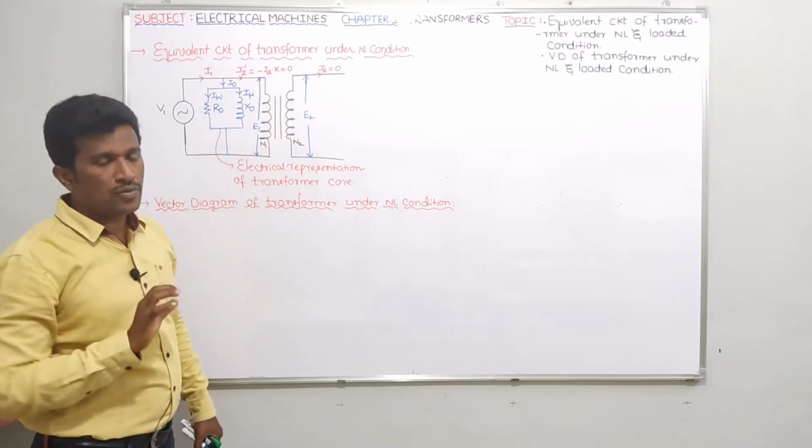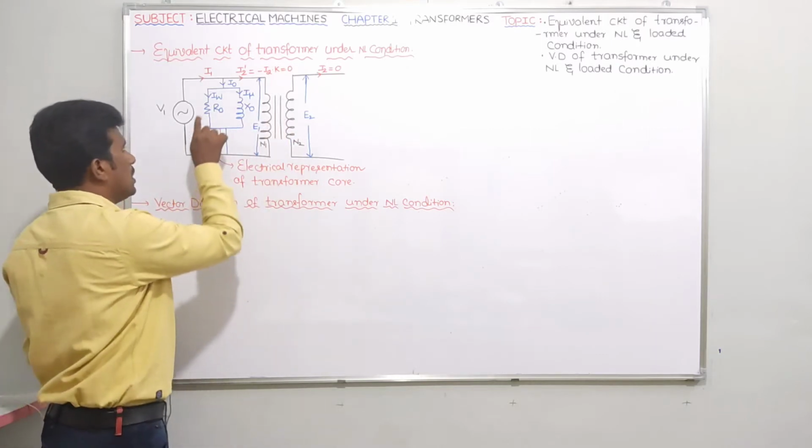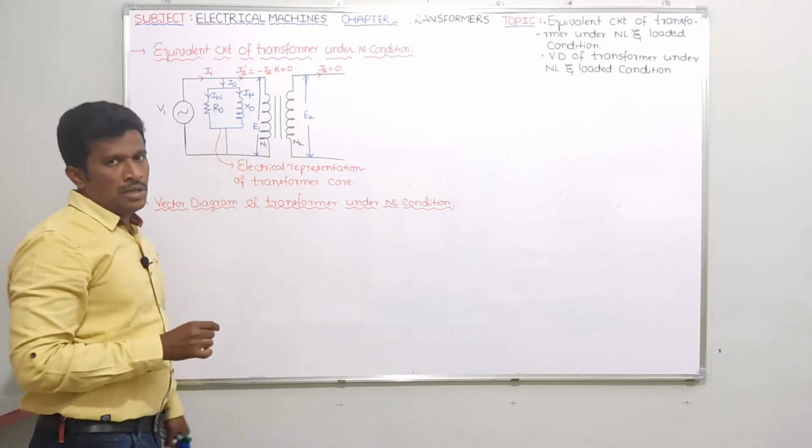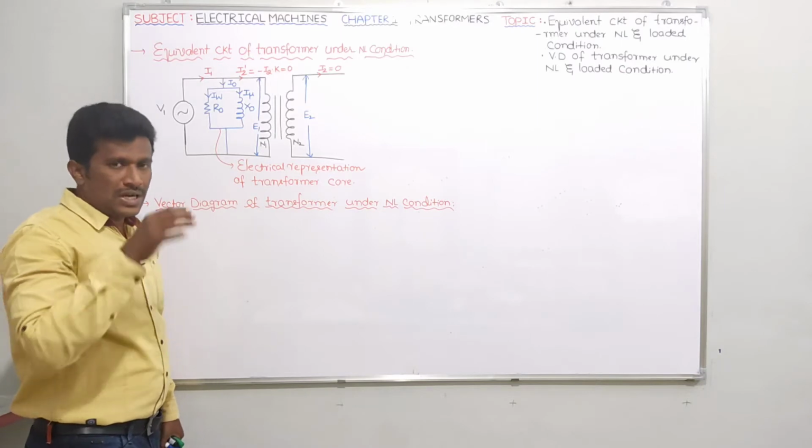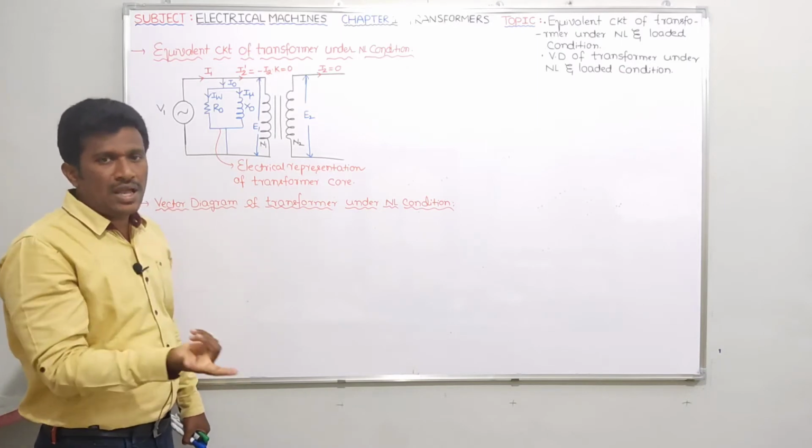And one more doubt you will get. Sir, why are you showing R naught and X naught in parallel? Why did I not show R naught and X naught in series? Very simple. In the transformer core, to magnetize the transformer core, I need I mu current.